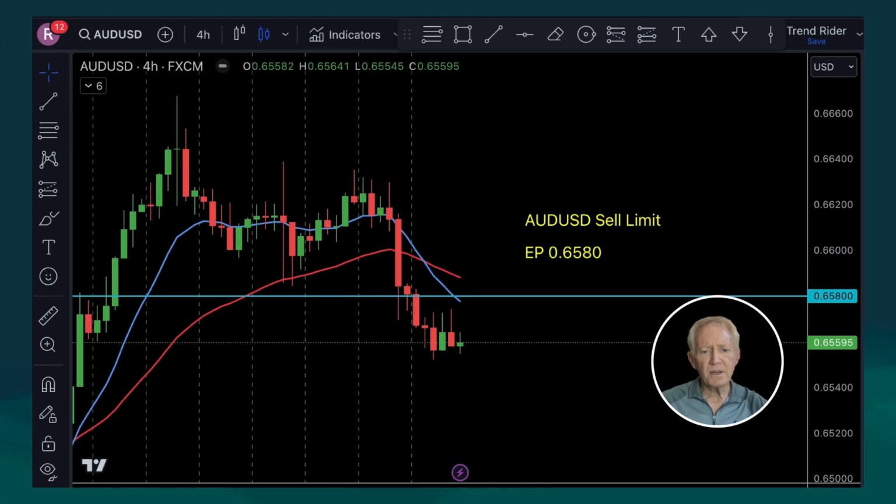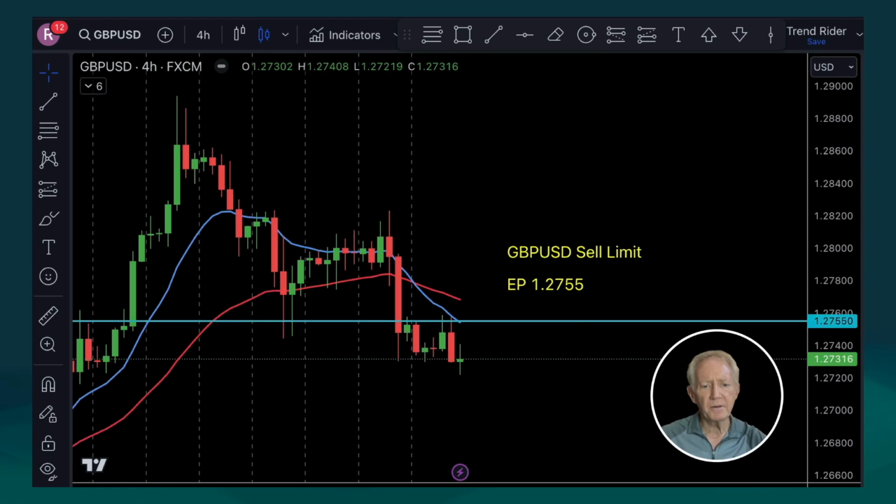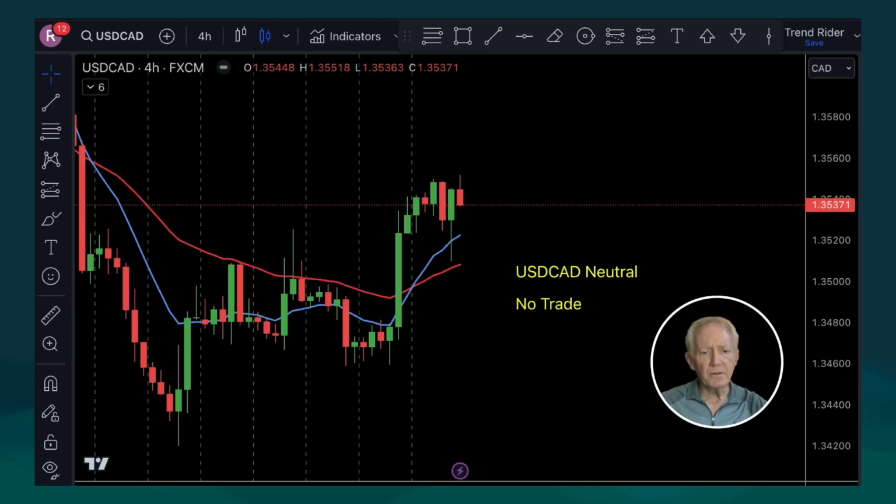The AUD/USD, a sell limit on that one with the entry price at 0.6580. The NZD/USD, I have a sell limit on that one at 0.6115. The GBP/USD, a sell limit on that one with the entry price at 1.2755. The USD/CAD, a little bit funny, this one, okay, it's neutral on my day chart, so no trade.